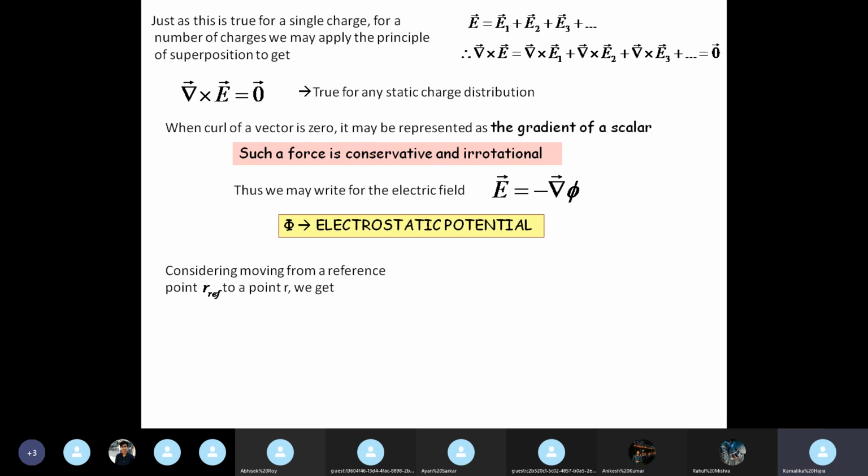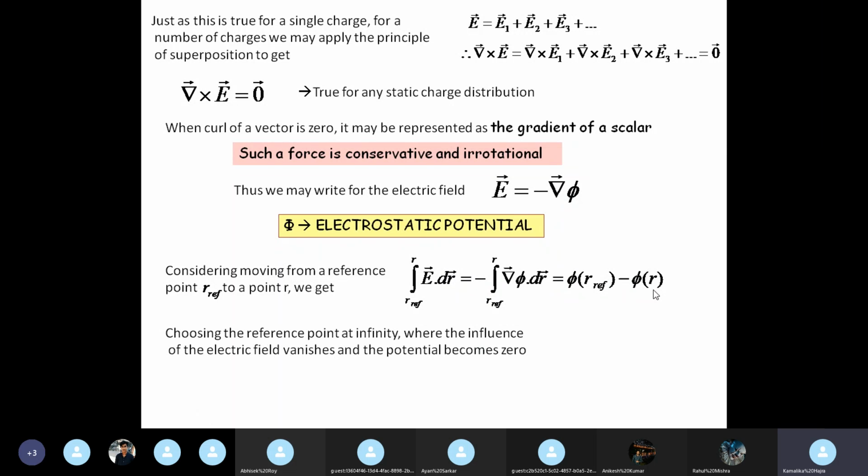So if you start moving from a particular reference point at R ref to the present position R, then the integration of E dot dr from R ref to R is basically grad phi dot dr, and that is equal to phi at R ref minus phi at R. If you choose the reference point at infinity, where the influence of the electric field will vanish and therefore the potential will become zero, then we are just left with phi, the electrostatic potential, equal to minus the integration from infinity to r of E dot dr.